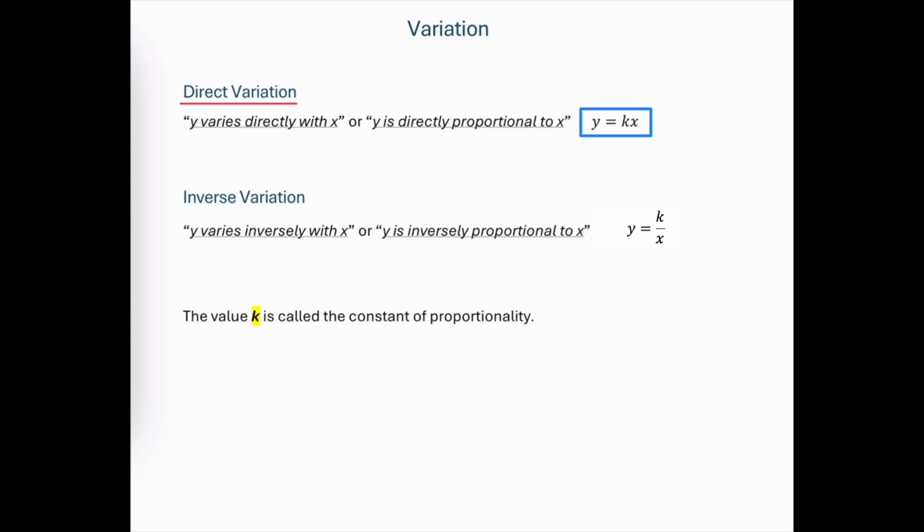And when you see one of these phrases, they translate into a math equation. And in this equation, you can see that as the values of x get larger, the values of y will also get larger. This is a direct relationship.